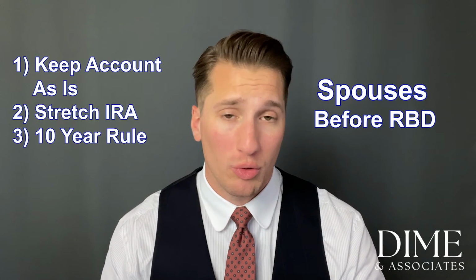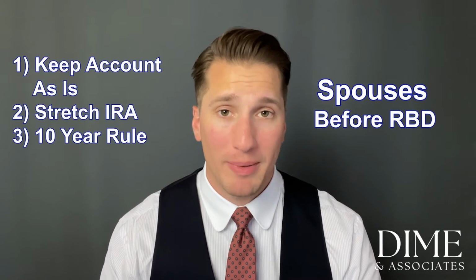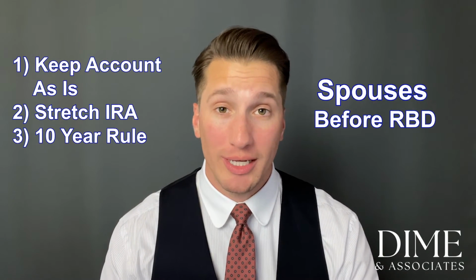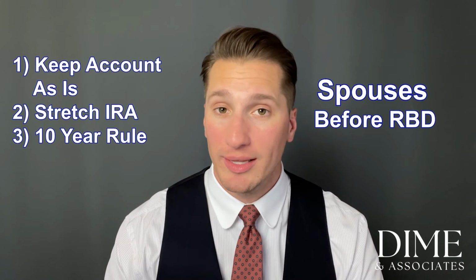Now, if the 10-year rule is ever elected after the required beginning date, then the beneficiary must take out a required minimum distribution in years 1 through 9 and then fully liquidate the account in year 10.